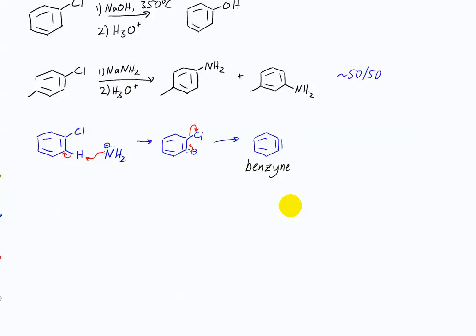So what happens at this step then is that the ammonia can actually add here, or the amide base can add to the benzyne. And it can go to either side. So actually, if you don't mind, let's label this with a methyl group there so we can see both possibilities. Here's where we get the mix of products.